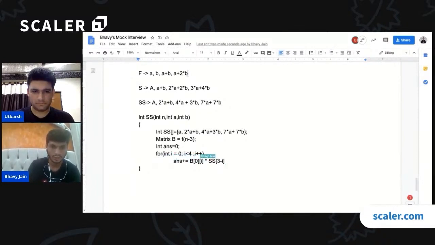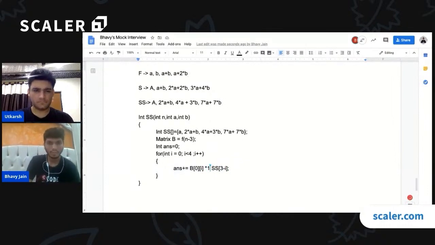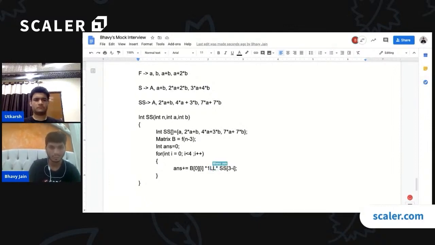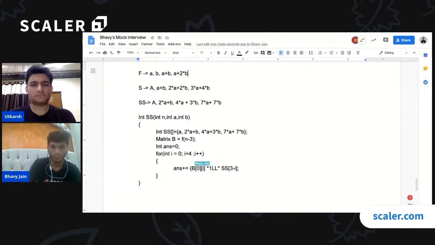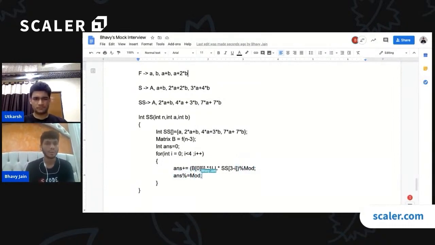So okay, let's do it here. Since we are using integers, multiplication of two numbers which are of the order 10 raised to 9 will be of the order 10 raised to 18, which is outside the int limits. So we will write 1LL here. It will change this number to long, and there won't be any overflow issues. This modulo mod, and again answer modulo equal mod. So we'll return answer.